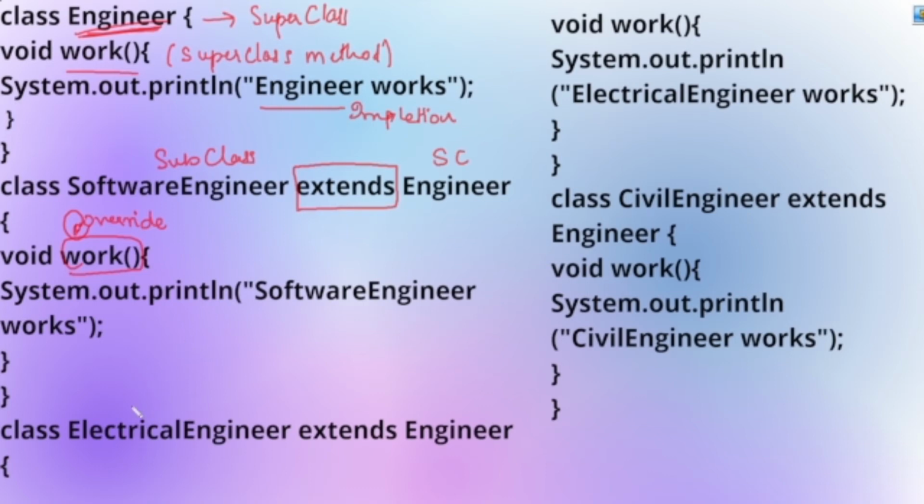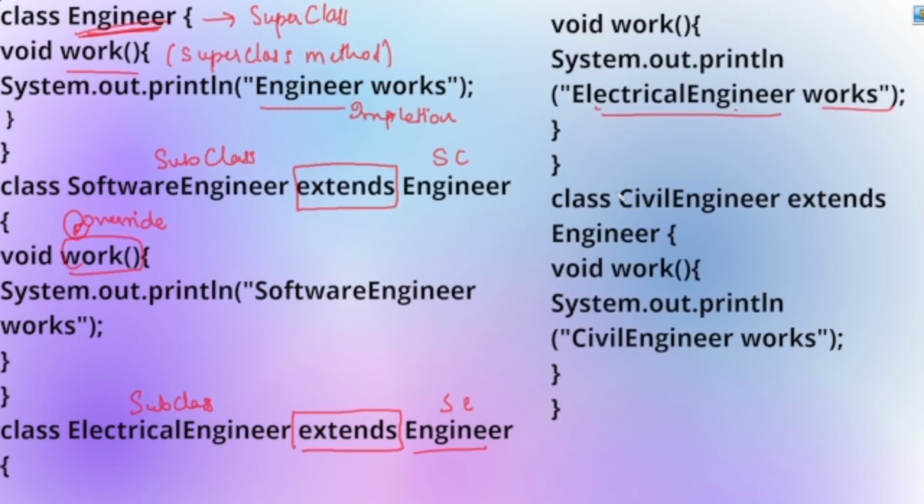Now next, again there is one more subclass here which has been extended from the same superclass, that is engineer. Again it is going to override the work method. You can see here electrical engineer works is the output.